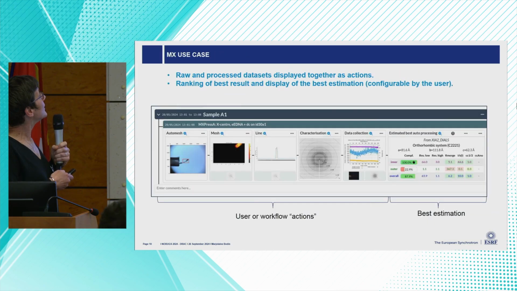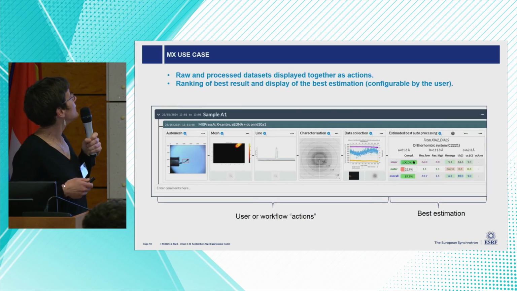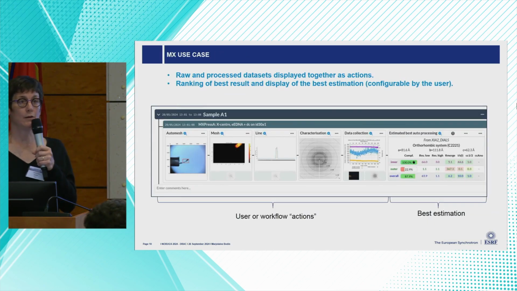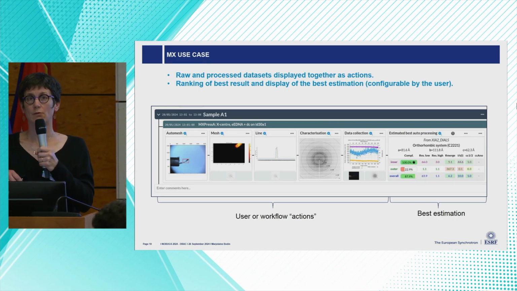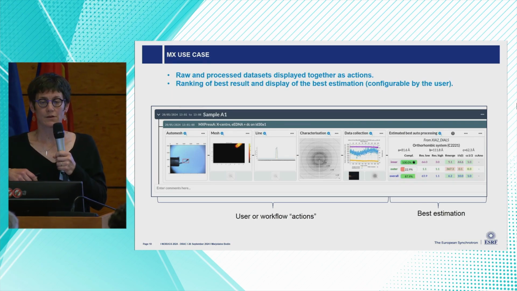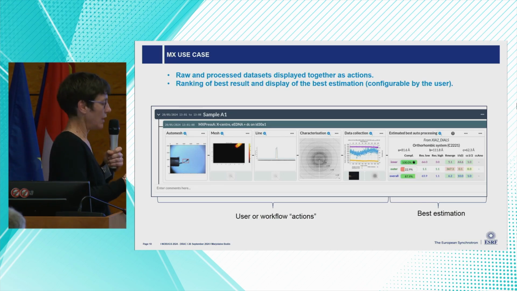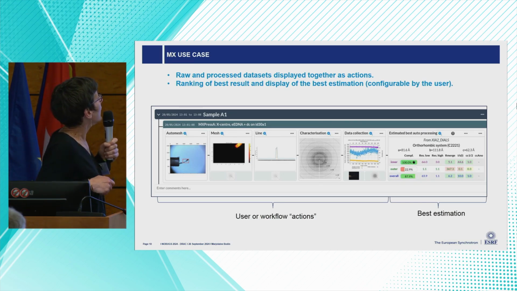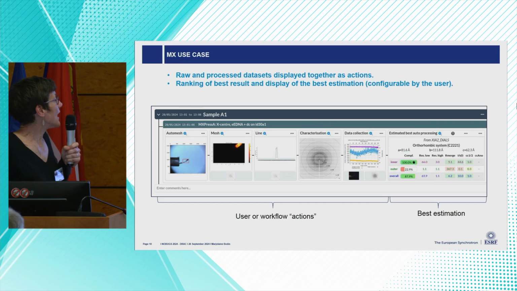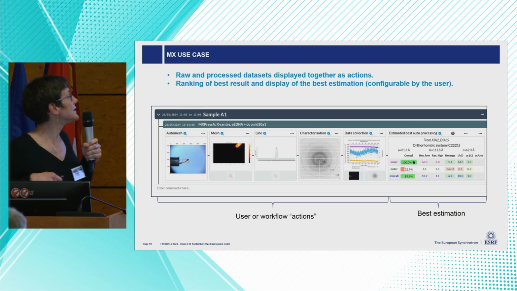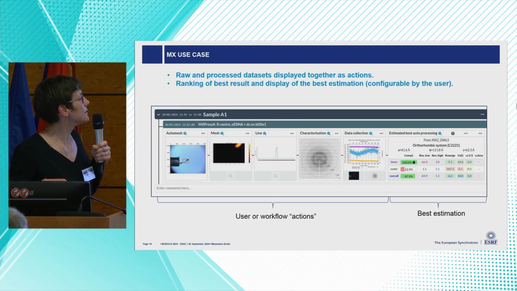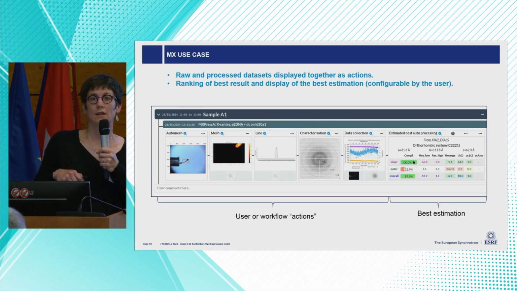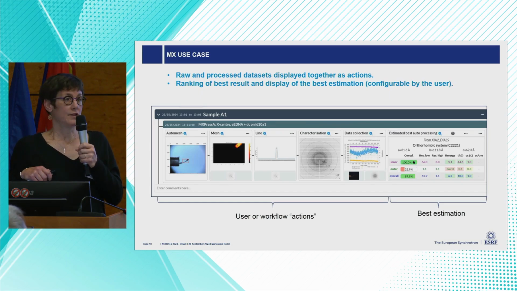Sorry. For the MX use case, so iSpyB offers a very highly specialized display, so we wanted to be sure that we can replicate such a display in the data portal. So raw and process data are displayed together as actions, so user can see their actions or the workflow steps here, and the estimated best auto-processing based on criteria that can be adjusted in the UI.